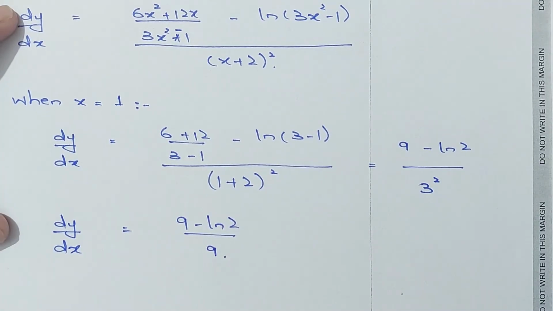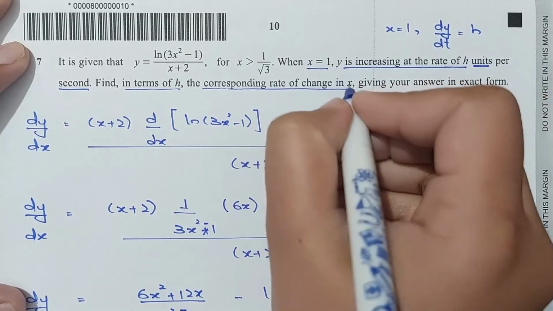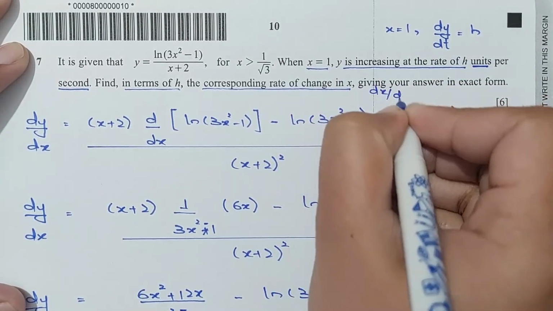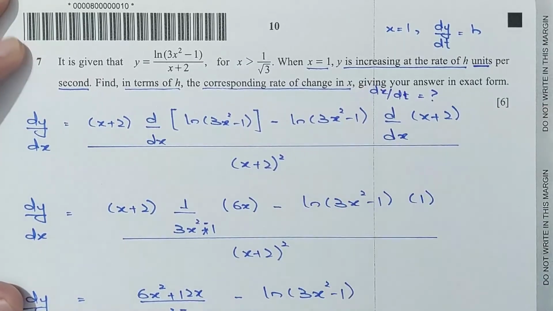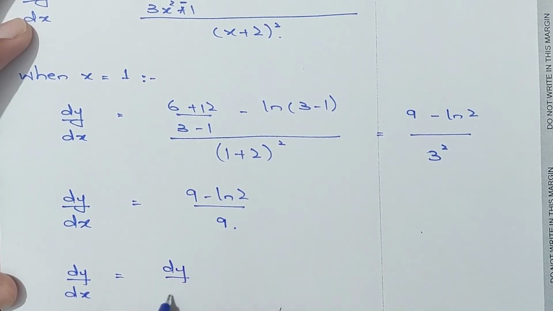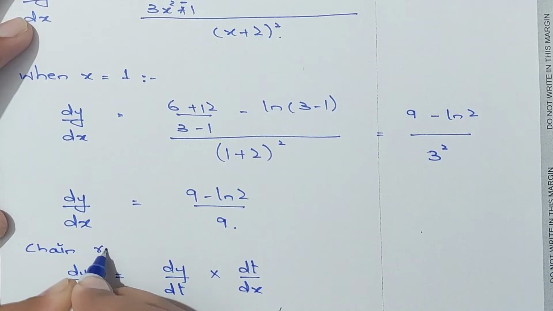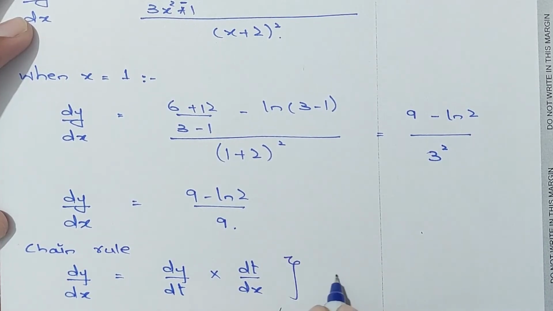Okay, so we have to find the corresponding rate of change in x. It means we have to find dx over dt. What is dx over dt? We have to work on it. Applying the chain rule, dy over dx equals dy over dt times dt over dx. This is the chain rule. This is at x equals 1. We have done dy by dx. We have dy by dt. We have to find dt over dx.